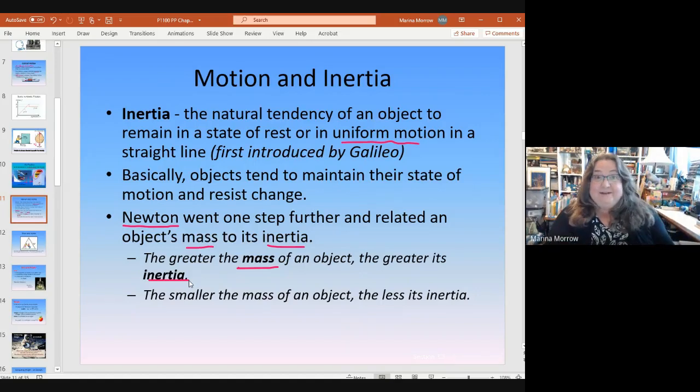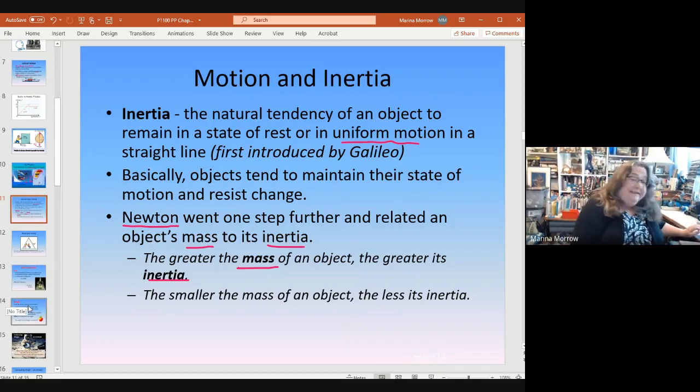So basically when you're saying something is 15 kilograms of mass, you're also saying it has 15 kilograms of inertia. And remember, mass is different than weight.